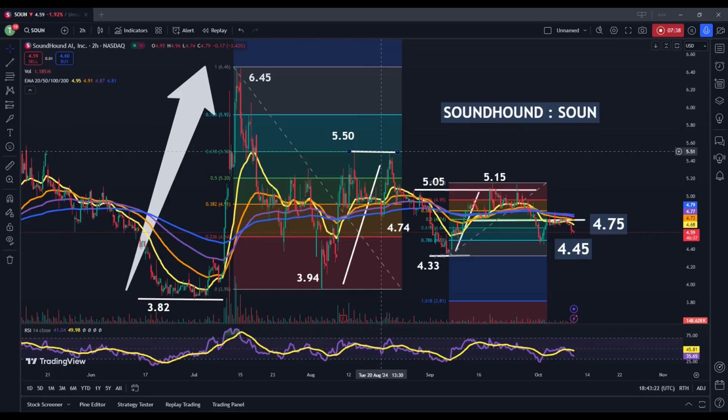So here's the current stock market update for SoundHound AI Incorporated, stock ticker SOUN.